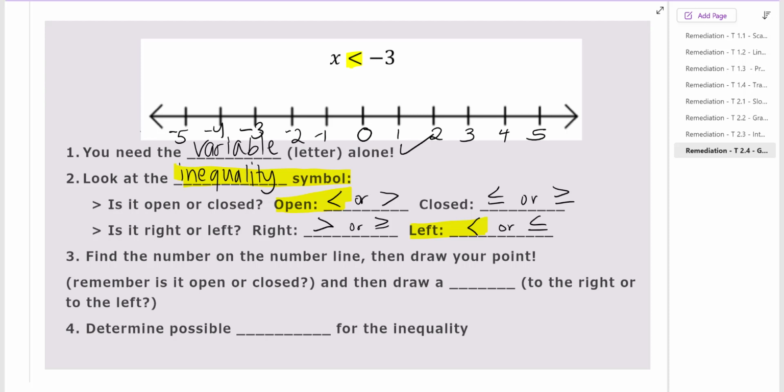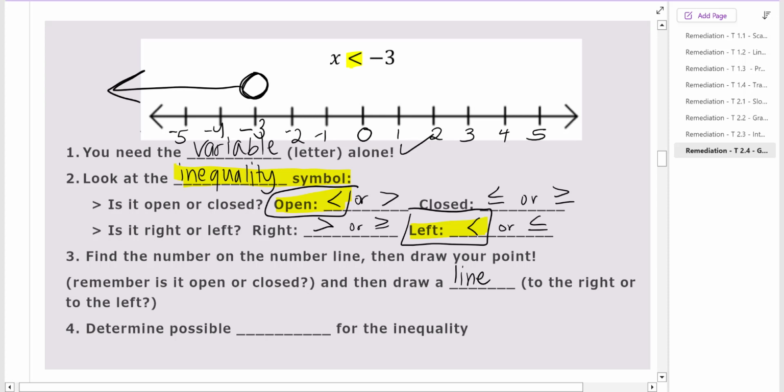So where is negative 3? Negative 3 is right here. Okay, so I know that it is open, un punto abierto, and the graph needs to go to the left. Está en la dirección de izquierda. So we're going to go left. And then draw a line. Okay, dibujar una línea.